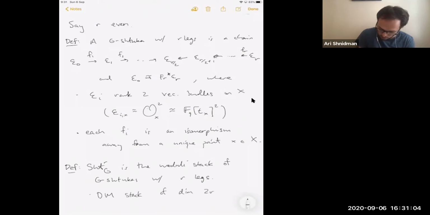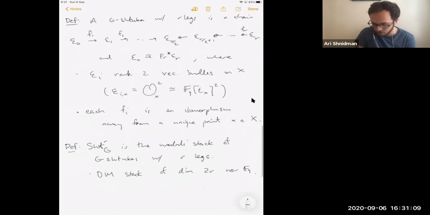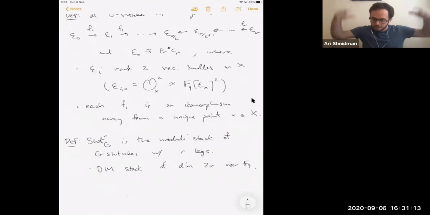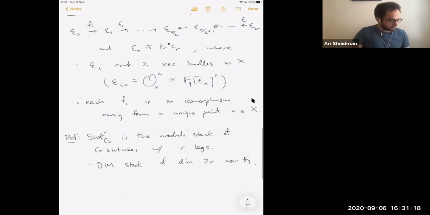And it's a stack over the finite field FQ. So if you add a little bit of level structure, you get a nice algebraic variety of dimension 2R over FQ, although this is actually somewhat huge. This is not of finite type. It's only locally of finite type.